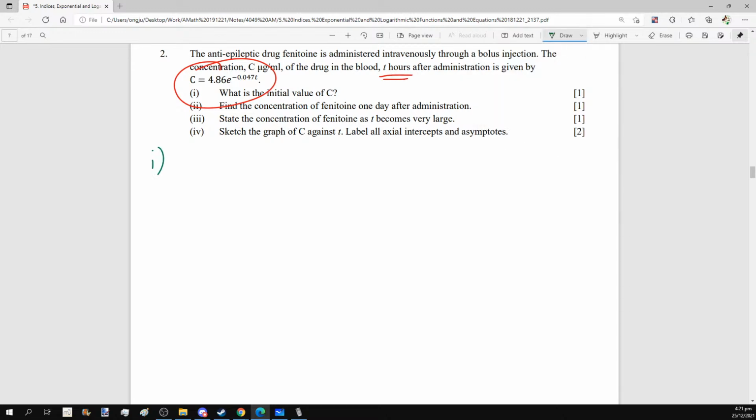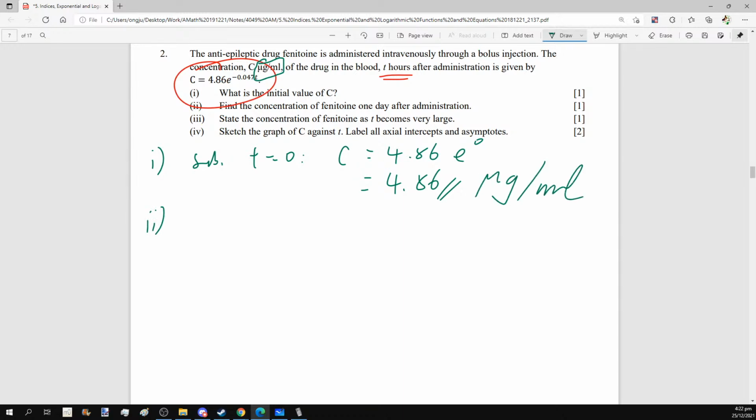So for the first part, they want us to find the initial value of c. So we will simply use time equals 0. This will give us e to the power 0 over here, and we will get 4.86. You do not need the units micrograms per milliliter over here, because the question only asked for the value. They didn't ask for the concentration. There's a difference between the value of x versus the meaning behind the number x. In this case, they only want the value. If you want to include the units, of course, it's completely fine. But again, it is unnecessary.